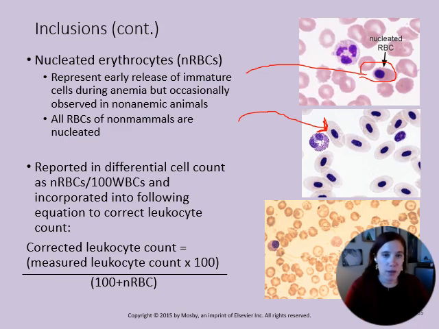We can see this reported in a differential cell count as nucleated red blood cells per 100 white blood cells, and it's incorporated into the following equation. We'll do this in lab, but here's that equation as it breaks down. Again, here's a nucleated red blood cell. So we don't want to see those. However, if you saw a couple, it's not going to be terrible, but again, look at your patient. Are they anemic? Did they just have a blood transfusion? If we're seeing them in a patient that's anemic or has IMHA, it's like, oh well, maybe the body's trying.